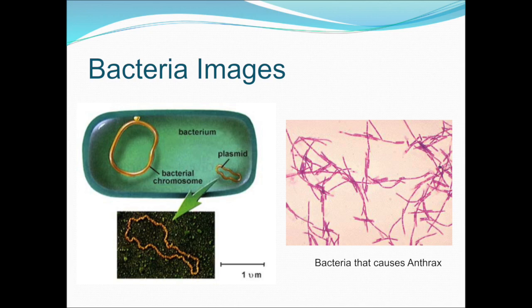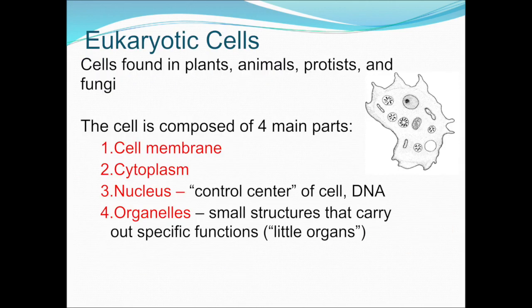So this is the microscopic image of the bacteria. Even the bacteria will have a chromosome, which is there in the picture. A bacterium would be there and a plasmid would be there. So the next one is the eukaryotic cell. The eukaryotic cell will have a nucleus. It's not like the prokaryotic cell.